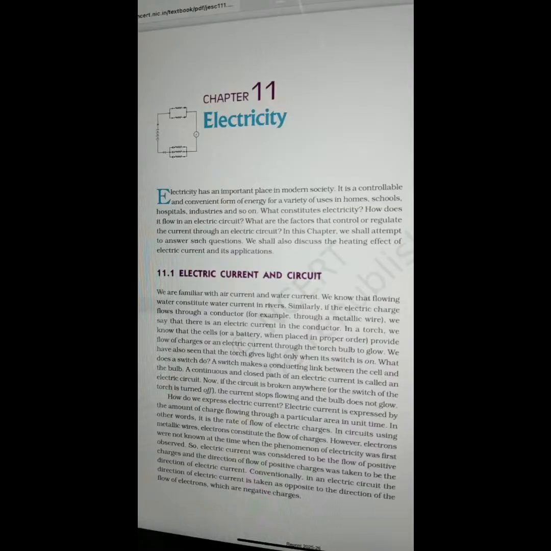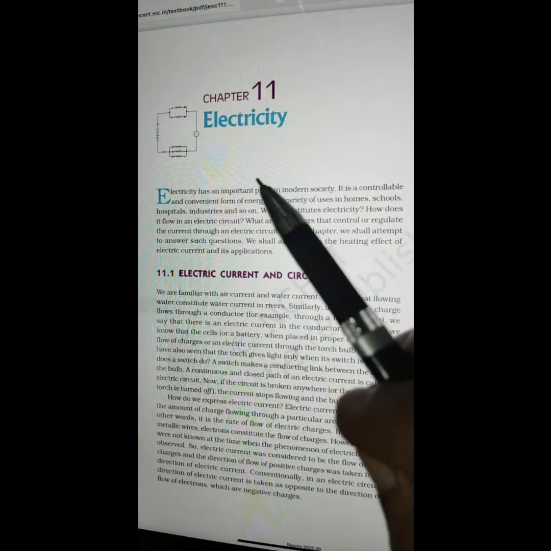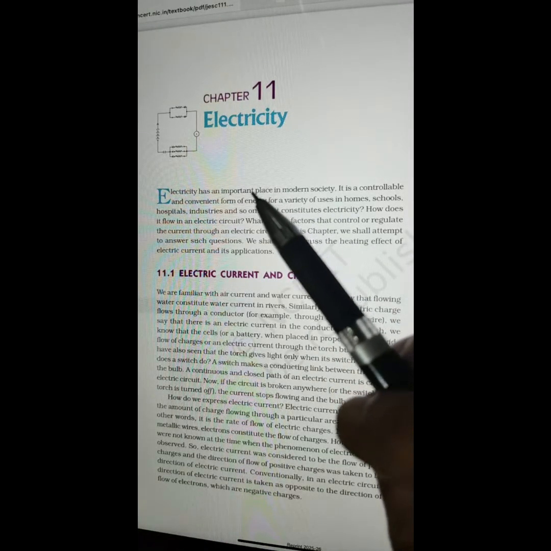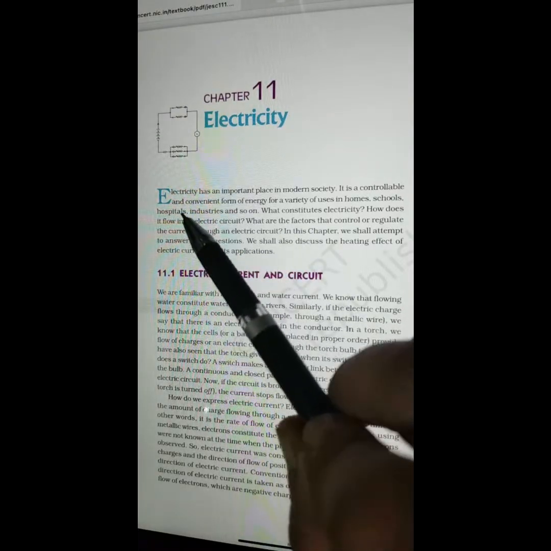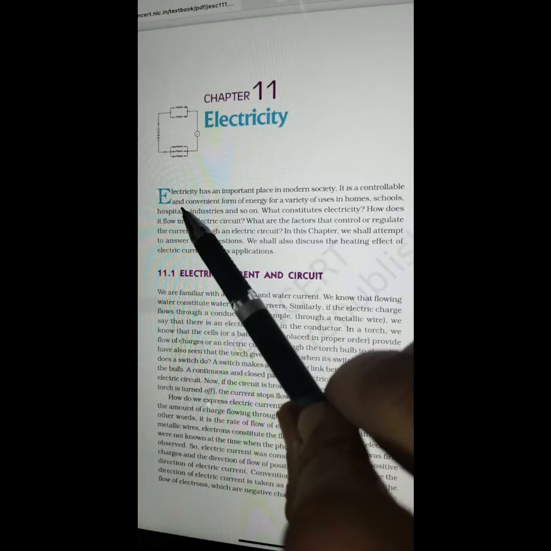I hope the screen is clear and visible. The orientation is also correct. So let's begin with the reading of Chapter 11 Electricity.